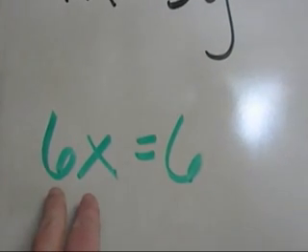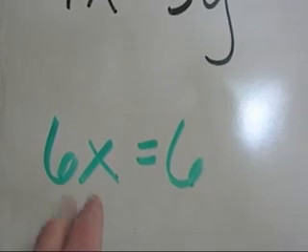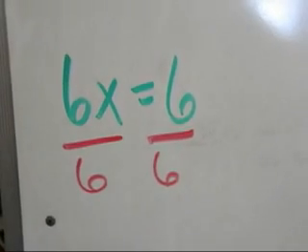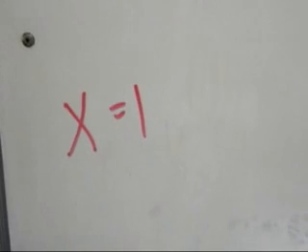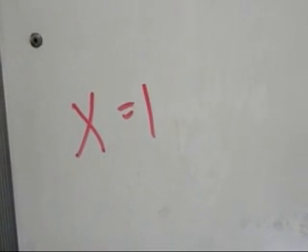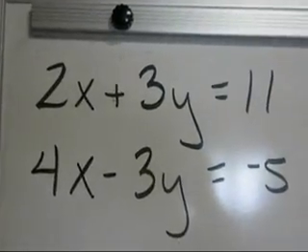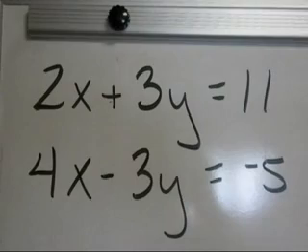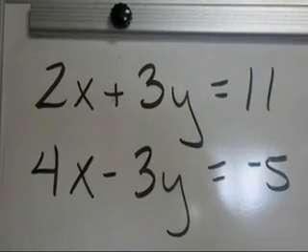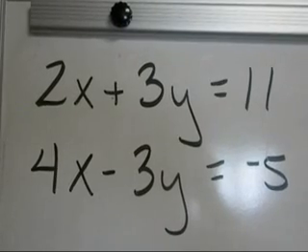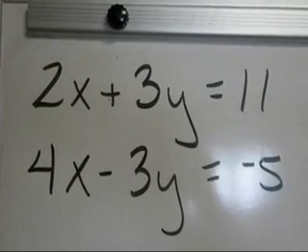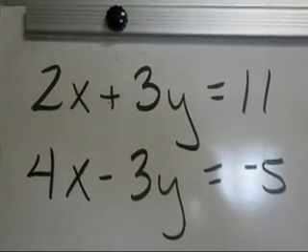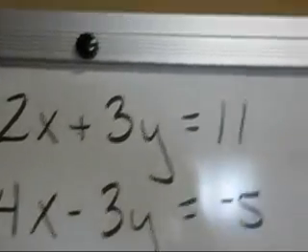Two things side by side is multiplication. So to get the x totally alone, I need to divide both sides by 6, and therefore the value of x is 1. Now I need to choose. Which one of those equations should I plug it back into and solve for y? It really doesn't matter. Personally, I like to avoid negatives, so I'm going to use the first equation. 2x plus 3y equals 11.